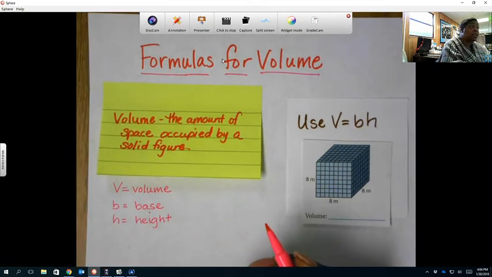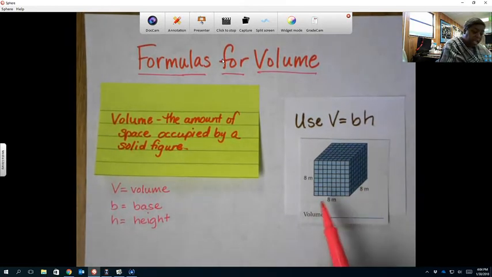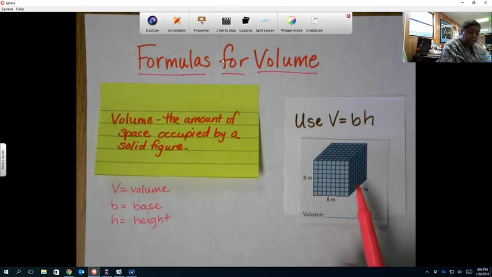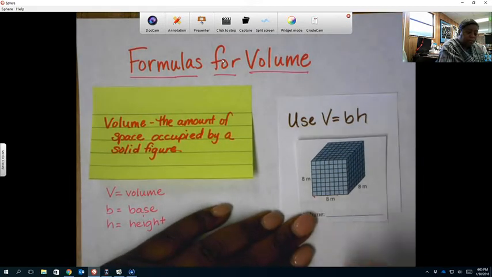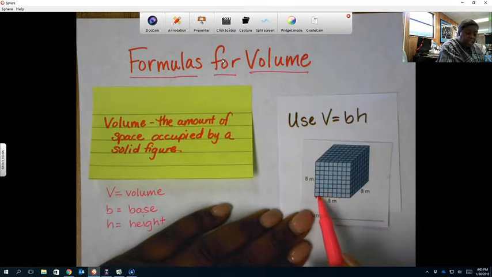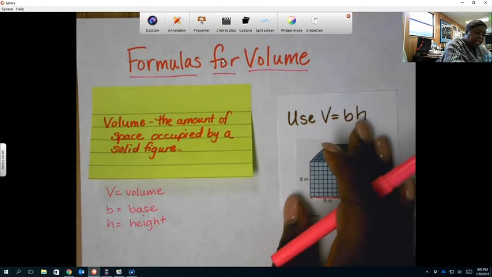So let's look at the example that we have here. Go ahead and make sure that's clear enough for you. Each one of these tiny boxes is 1 cubic meter. And the first thing I'm going to find is the area of the base. The base is the bottom row. This here. The bottom layer. Well, to find the base, I'm actually going to be finding the area because this is the length and this is the width.